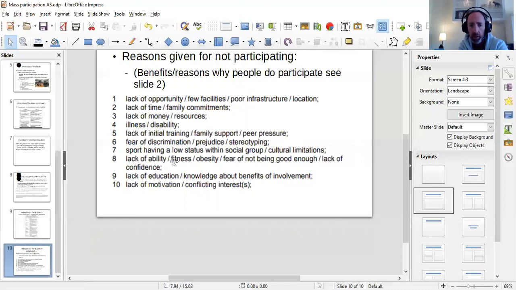Lack of ability, fitness, obesity, fear of not being good enough, lack of confidence are reasons people give for not participating. Lack of education: knowledge about benefits of involvement, poor education in school, and coming away without knowing the benefits of involvement in physical activity. People don't participate because they don't realise how good it is for them. And finally, lack of motivation, conflicting interests. They have other things occupying their time. Lack of motivation could be linked to mental state. So these are all the reasons given.